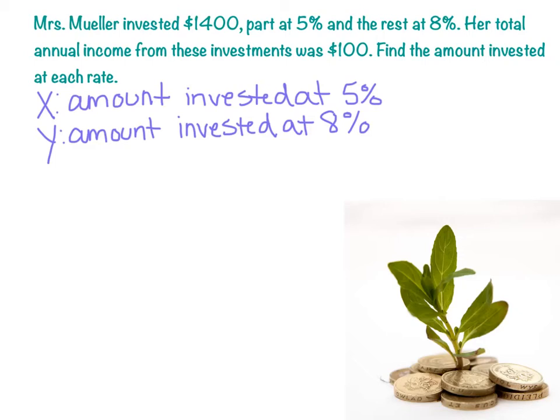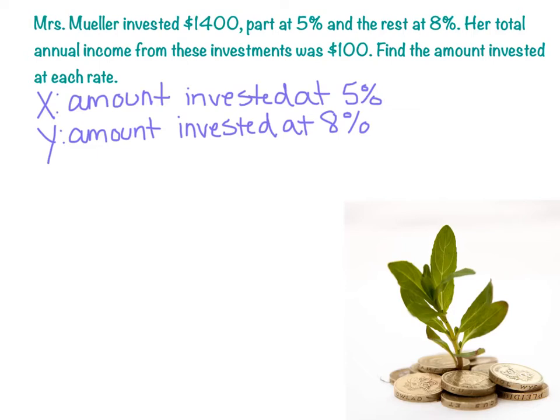See, she took her $1,400 and she just basically split it into two piles. Part of it in a 5% interest account, and part of it in an 8% interest account. I don't know why she would choose that, but I'm sure there's lots of reasons, risk and everything. So then the total annual income from these investments was $100. That means that the 5% of the part of her money that was invested, she gets back, and the 8% of the other part, when you put that all together in 1 year, she got $100.